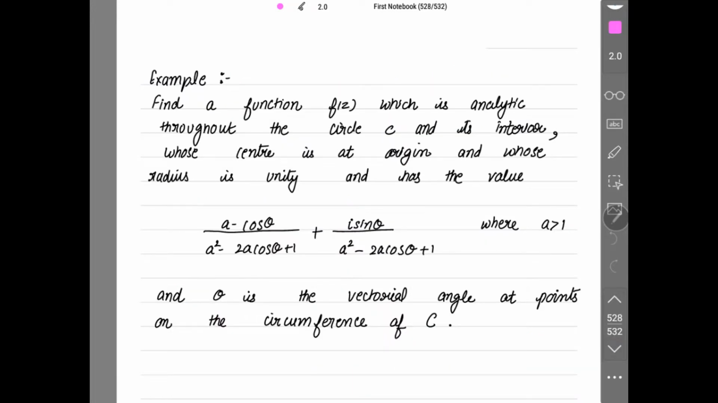Find a function f(z) which is analytic throughout the circle C and its interior, whose center is at origin and whose radius is unity, and has the value (a minus cos theta) over (a square minus 2a cos theta plus 1) plus iota (sin theta) over (a square minus 2a cos theta plus 1), where a is greater than 1 and theta is the vectorial angle at points on the circumference of C. Vectorial just refers to the fact that we have to take the values of z in the polar form, right? And the center is at the origin whose radius is unity. That means this example is also talking about mod z equal to 1 as your circle, right? So again we have to find the function for this. And now on the circumference, the value for the function is given to be this.